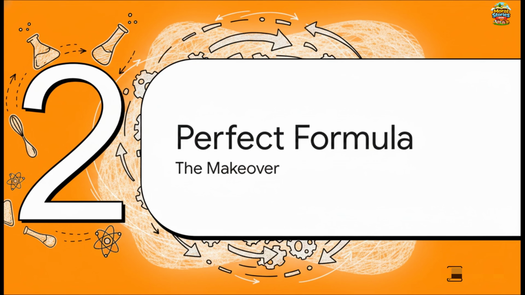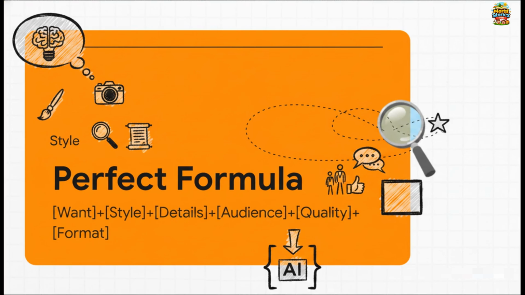Section 3. The perfect prompt formula. The makeover. I highly encourage you to take a mental snapshot of this incredibly practical structure. The perfect prompt formula combines exactly what you want, its style, those important details we talked about, your target audience, the expected quality, and finally, the size or format. By literally plugging your ideas directly into these brackets, you leave absolutely zero room for the AI to guess.